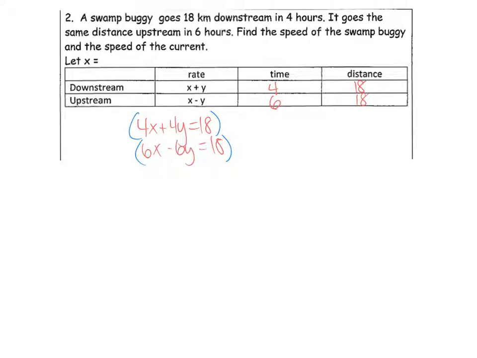So you want to multiply the top equation by 3. What are you making your y's? 12. You're going to make your y's 12. What do I do to 4 to make it a 12? Multiply by 3. What do I do to 6 to make it a 12? Multiply by 2. And you're going to distribute. Both of them, actually.